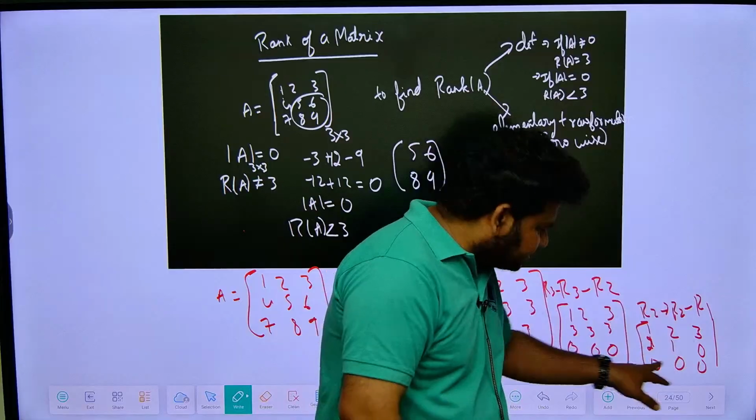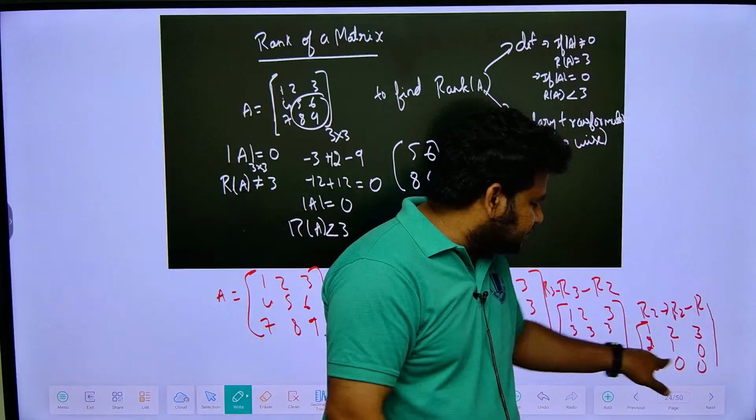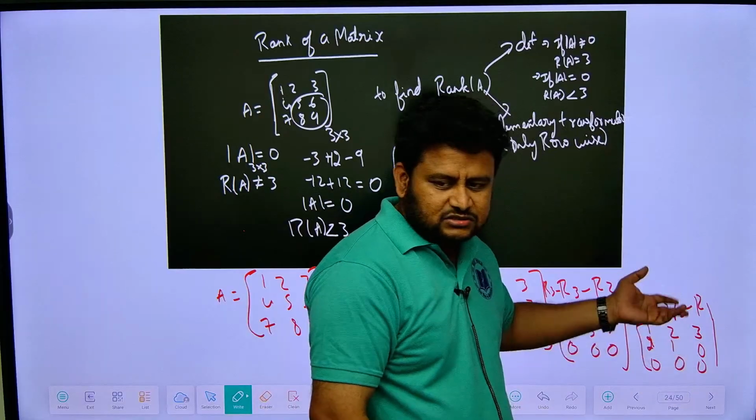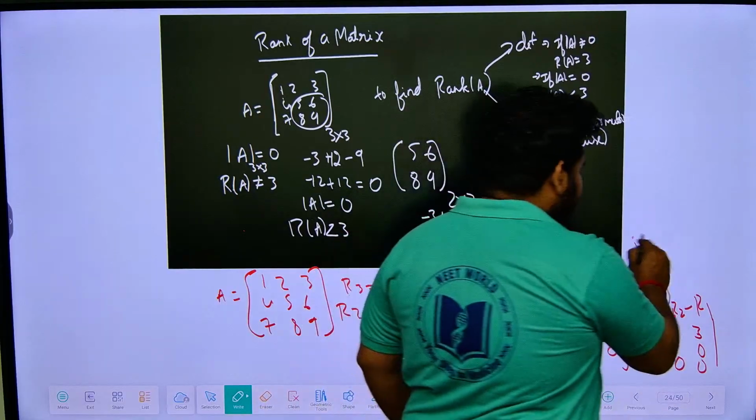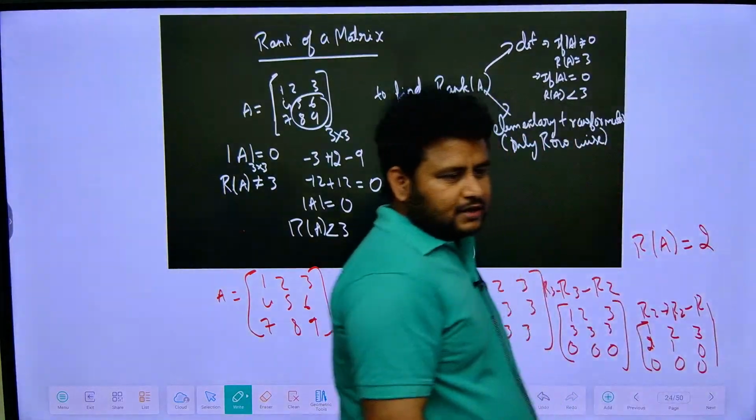Rank of A is 2. This is removed, which means how many rows are remaining as they are? This is made 0. How many other rows are remaining? 2 rows. So rank of A will be equal to 2.